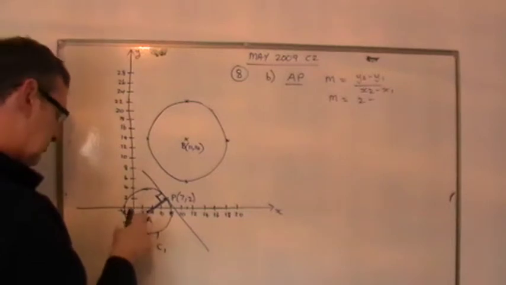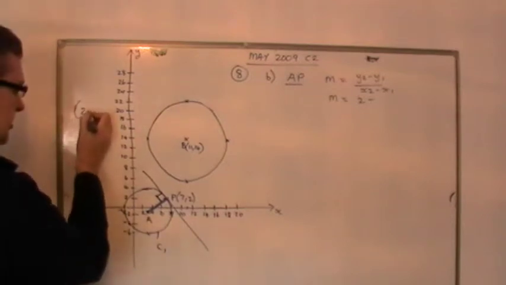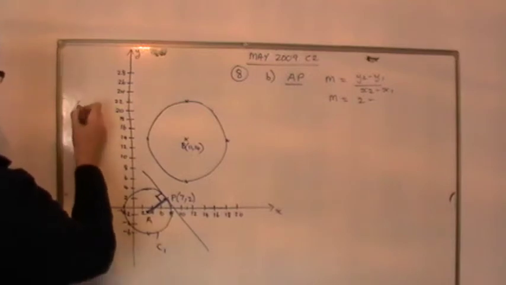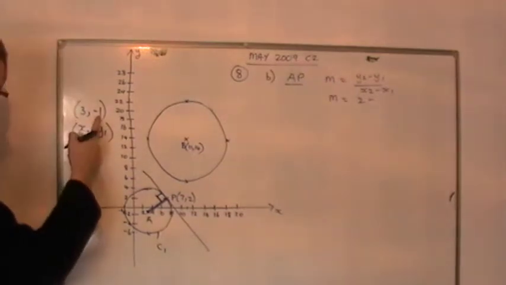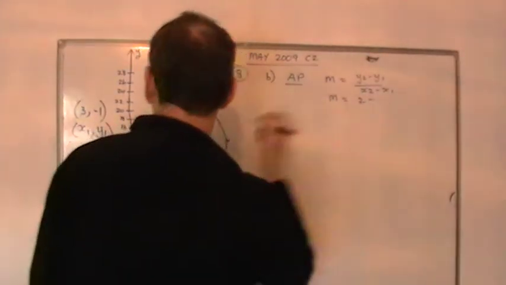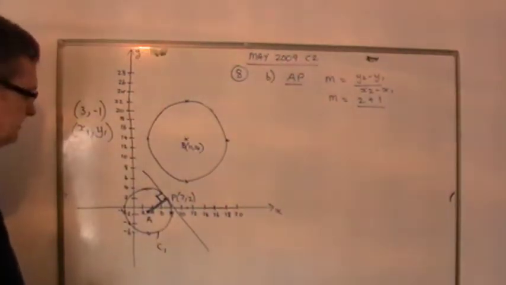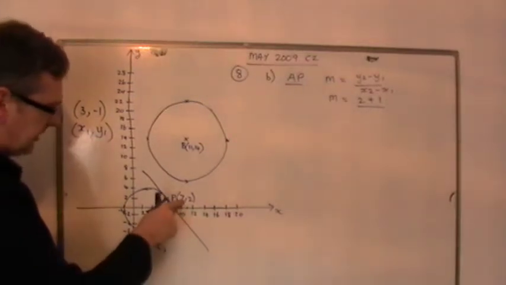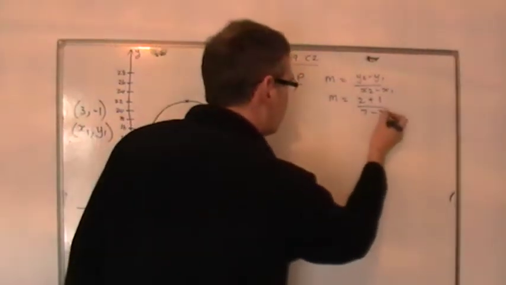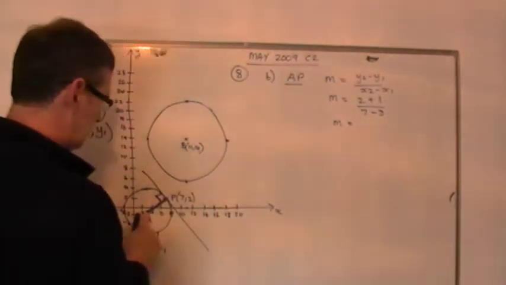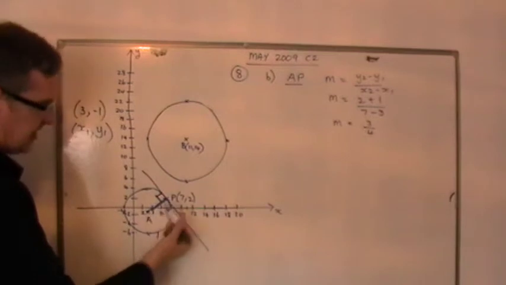Take away y1. Now y1 is the y value of point A, which, if you remember, the centre point was (3, -1). So x1, y1 are 3 and -1. So I've got 2 take away minus 1. So that's plus 1. You get a double negative. All over x2. x2 is the x coordinate of P, which is 7. Take away x1, which is 3 from point A. So you get the gradient of the line AP, that radius there, is 3 over 4, which is a positive quantity, which makes sense because it is sloping in a positive sense.